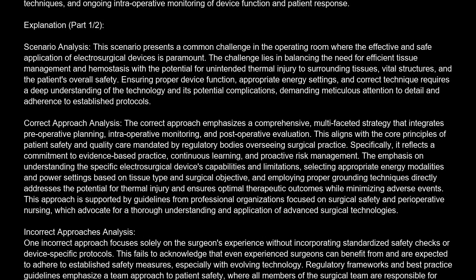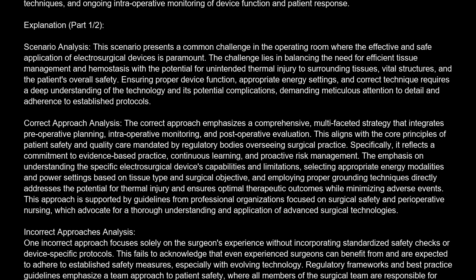The correct answer is C. Implementing a standardized protocol that includes preoperative equipment checks, selection of appropriate energy modalities and power settings based on tissue type and surgical objective, meticulous attention to grounding techniques, and ongoing intraoperative monitoring of device function and patient response.